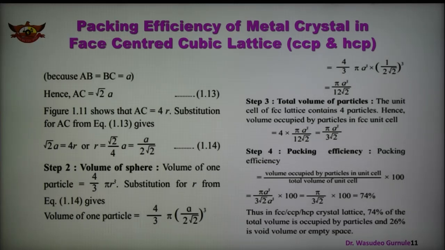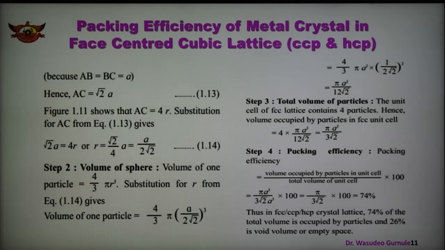And only 26% is unoccupied space, which is known as the void. So empty space is 26%. We have seen all the three: simple cubic, body centered, face centered. So particles are more closely packed in case of face centered cubic lattice as compared to simple cubic and body centered cubic lattice. Only 26% of the space is unoccupied in case of face centered cubic lattice.